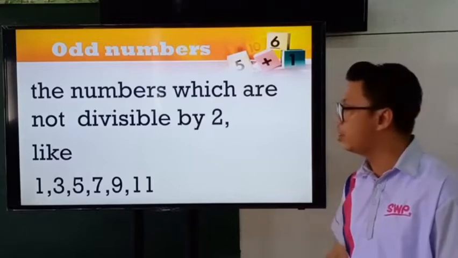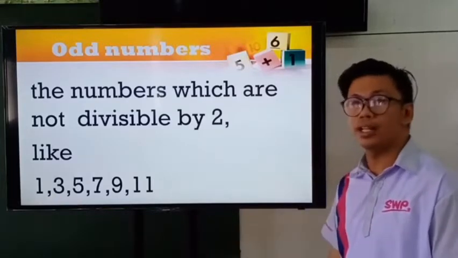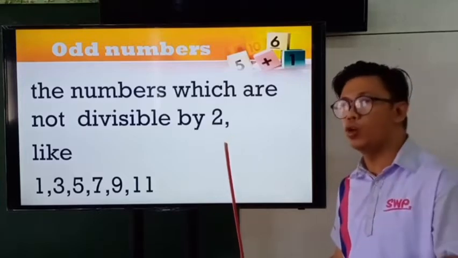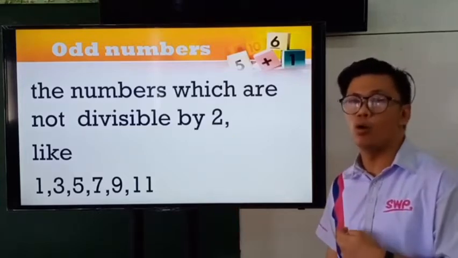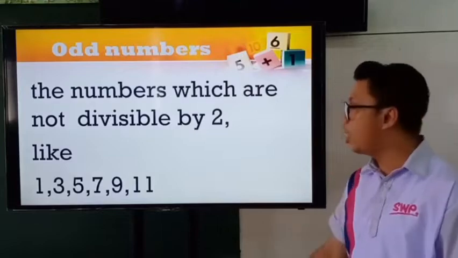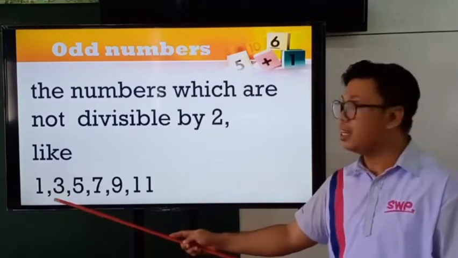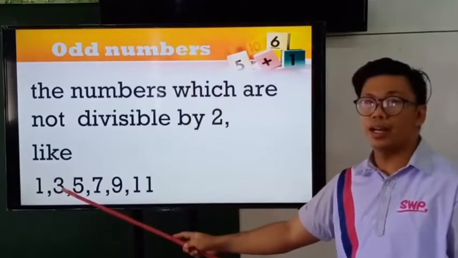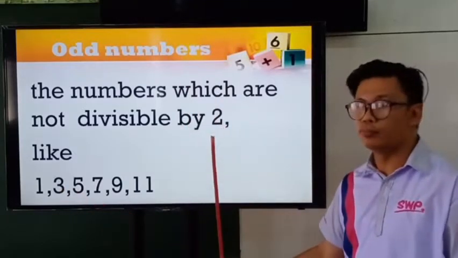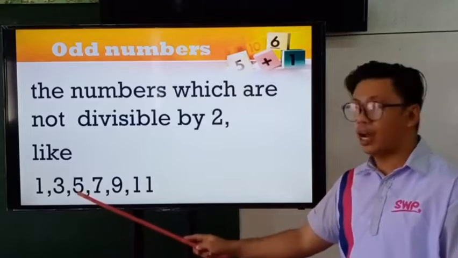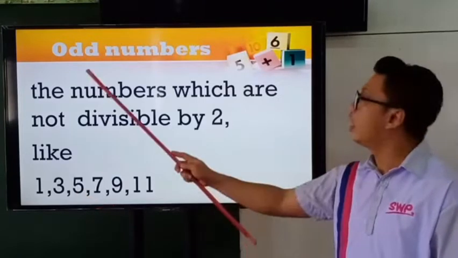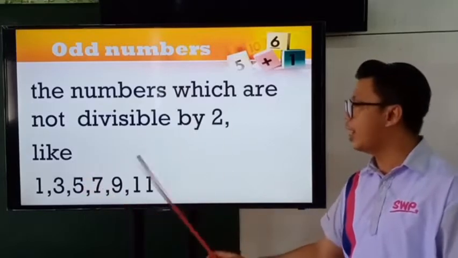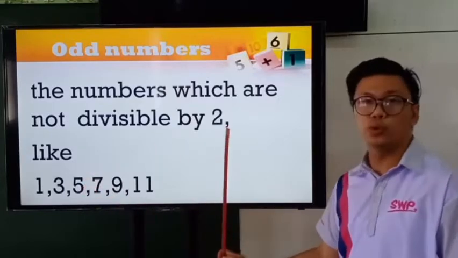For example, 1. Can 1 be divided by 2? No, very good. Because 1 divided by 2, our answer is not a whole number. How about 3? Is 3 an odd number? Yes, because we cannot divide it into 2. How about 5? Is 5 an odd number? Yes, because we cannot divide 5 into 2.